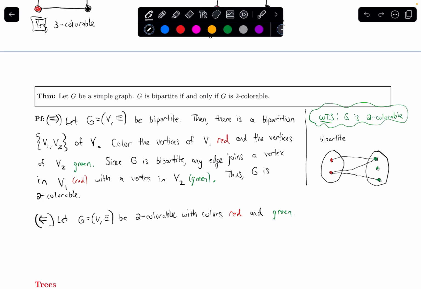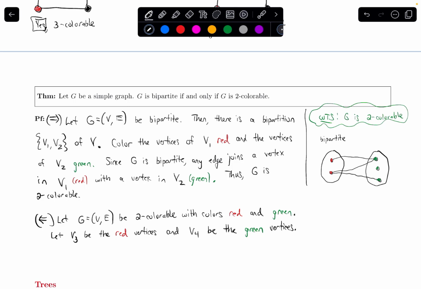So I am going to let V3, I don't want to reuse the same variables that I had in the first part, just because I don't want to necessarily assume that they're the same. Let V3 be the red vertices, and V4 be the green vertices. So I have these two groups of vertices.